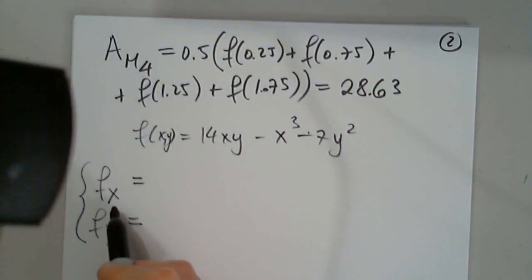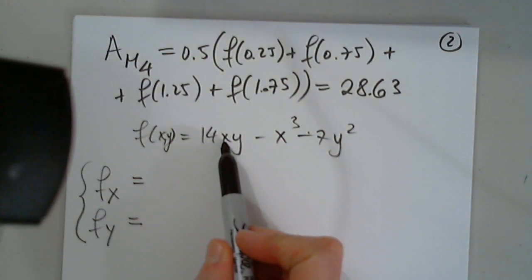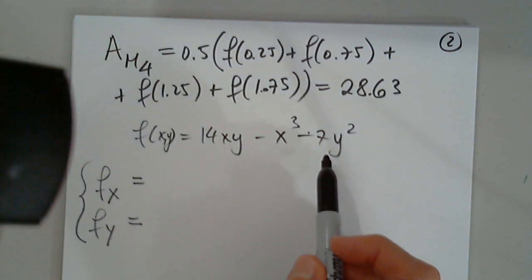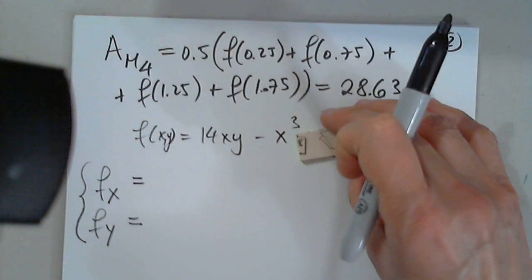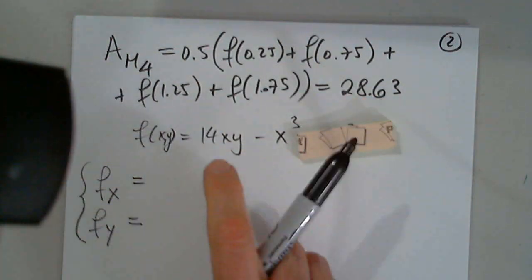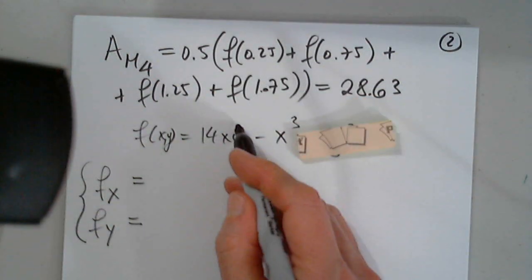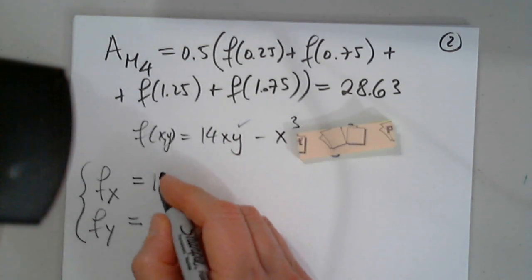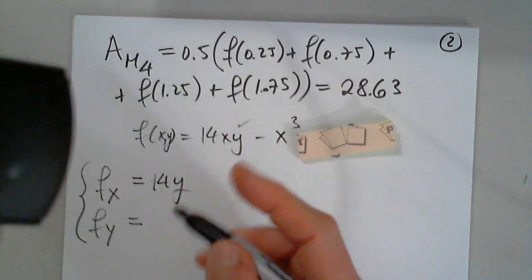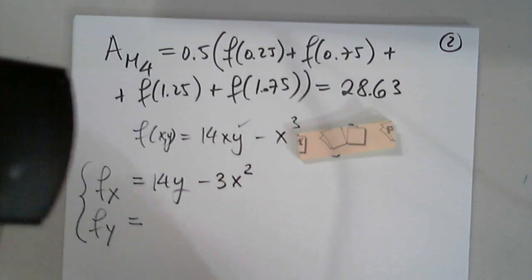To find fx, we are differentiating with respect to x, considering y constant. So when y is constant, this term is gone. I do not have to use the product rule because y is constant. So 14xy prime is 14y. This, when I differentiate, I get negative 3x squared. Is this okay so far?